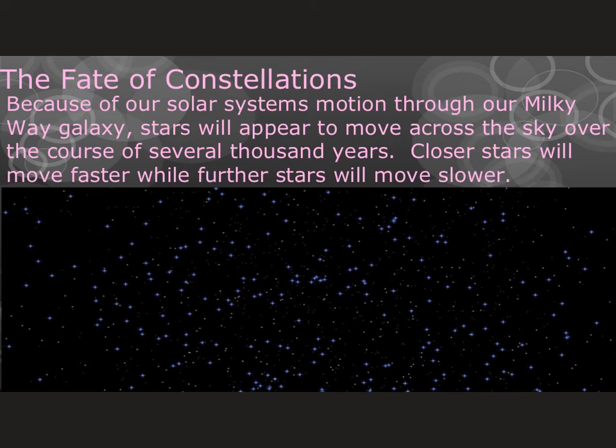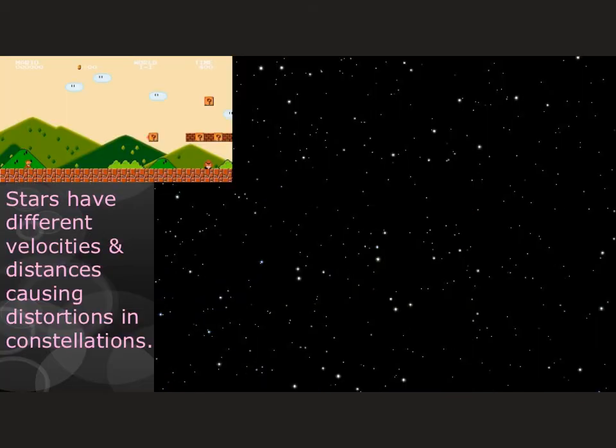So if this is our Milky Way right here, and we are here, we are actually moving like this, right? We'll eventually come around. Our vision of the night sky will change eventually, but this motion that I showed you takes a very, very, very long time. So don't worry. We will all be gone long before we have to worry about the night sky changing. But it does happen. Stars have different velocities and distances, causing distortions in constellations.